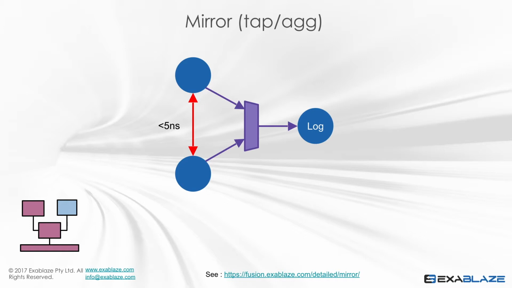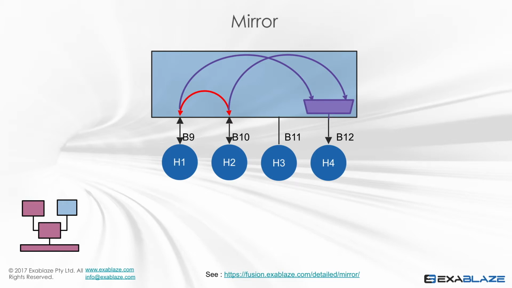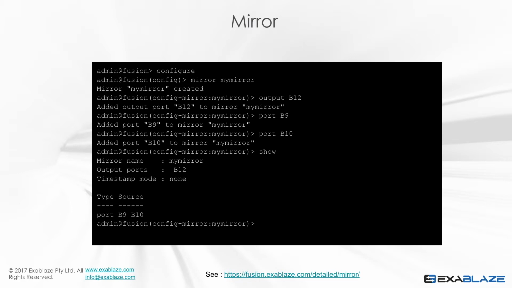In the previous example, we used two tap objects in order to inspect the traffic that was flowing between ports B9 and B10. This is certainly a useful way to monitor traffic, but we may wish to use a single monitoring port so that we can monitor traffic on a single capturing device. To do this, what we would need to do is aggregate the traffic going out of that port. The Fusion supports an object type called a mirror, which in other devices is called a tap-ag device. In this example, we create a mirror which has an output on port B12, and we add ports B9 and B10 as inputs to that mirror device.